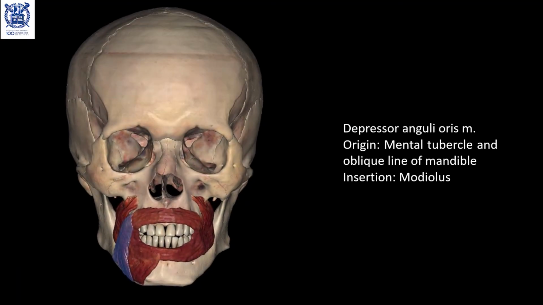Depressor anguli oris muscle. It is also called triangularis muscle. This muscle arises from the lateral surface of the mandible, more specifically from the mental tubercle and oblique line of the mandible. Its fibers then converge. It is inserted by a narrow fasciculus into the angle of the mouth, also known as the modiolus. At its origin, it is continuous with the platysma muscle and its insertion is continuous with the orbicularis oris and risorius muscle.